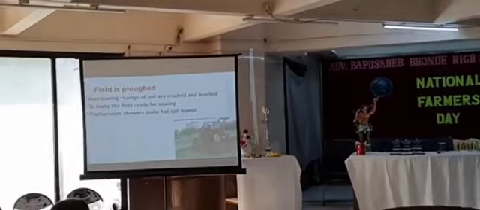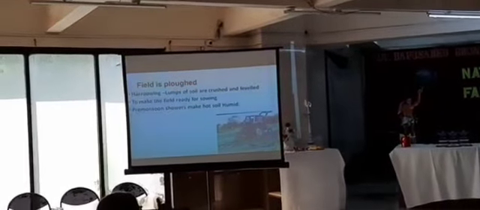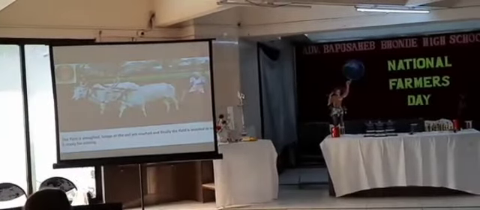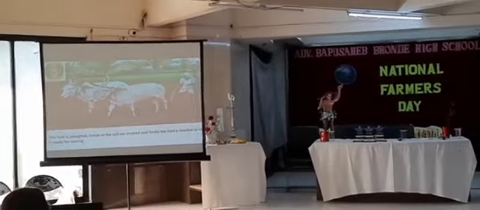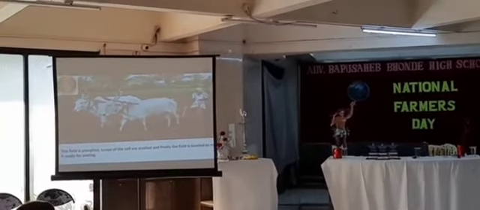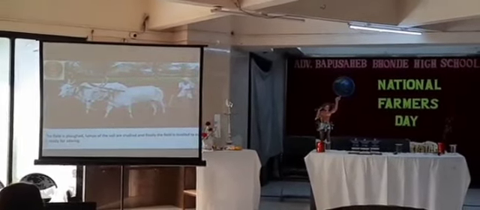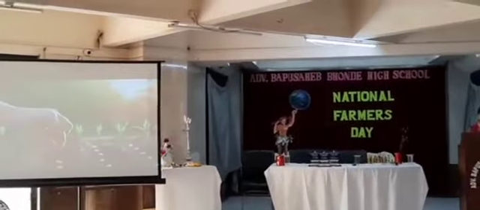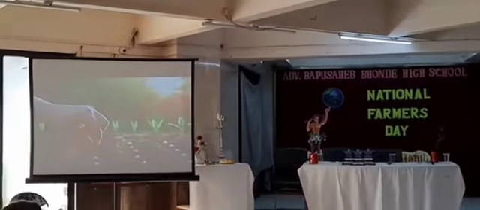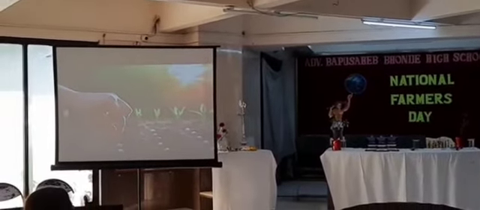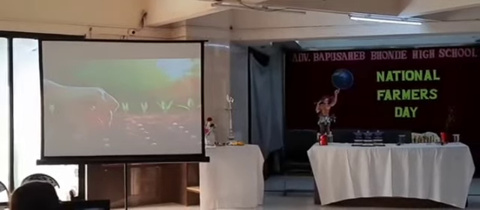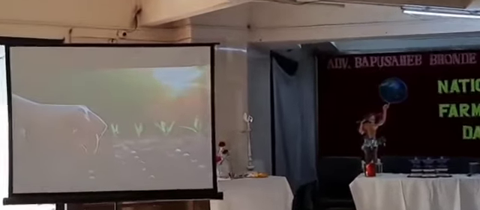And in need for the field being flowed. What is happening? Lumps of soil that are crushed and held to make the field ready for sowing. The pre-monsoon showers also make the soil very good. And in need for the field being flowed. This is how the field has been grown, students. Another image of the tractor that is used for plowing the field.